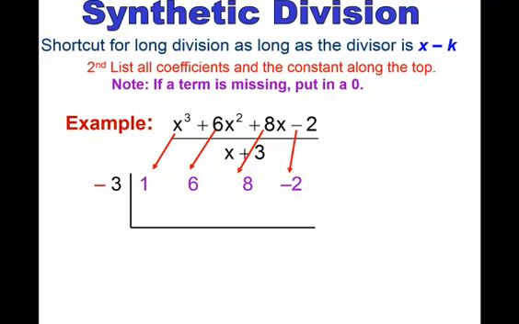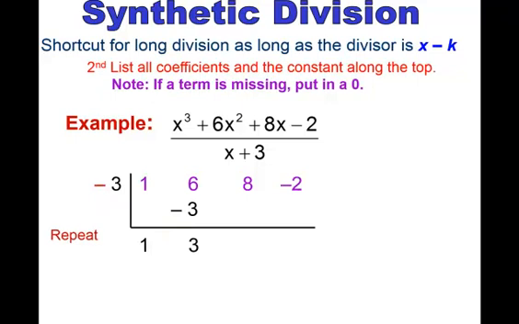Now we're going to start the synthetic division part. And how it works is you take the first number and drop it underneath the box. Now you're going to take your divisor, multiply it to that number, and put it in the next column. So a negative 3 times 1 will give you a negative 3. And then you're going to add down. So you have 6 minus 3 will give you 3.